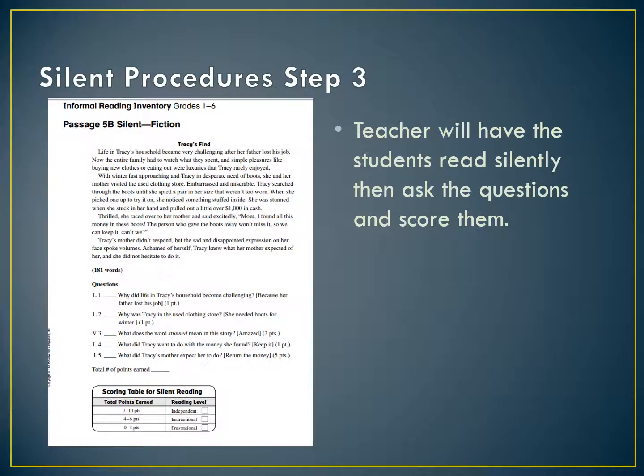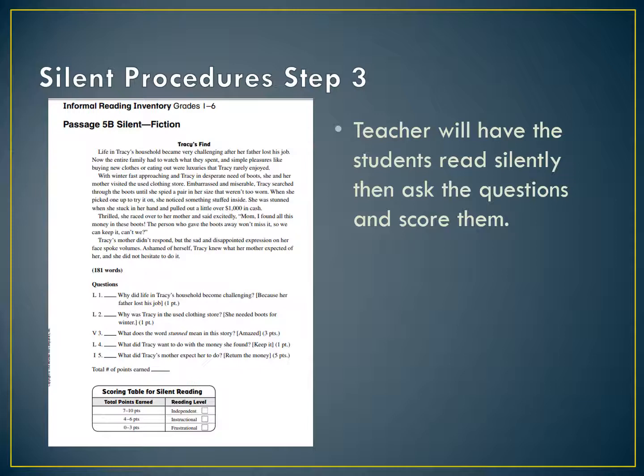Then you're going to start the second part, which is silent reading. So the first one was oral reading. The second part is going to be silent reading. You're going to do the same thing, tell them that they can read as best as possible, but instead of reading out loud, they're going to read it to themselves.